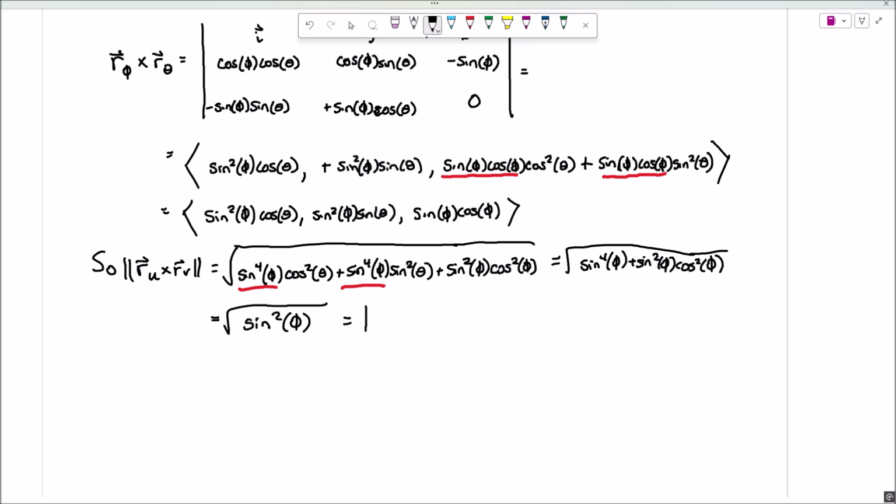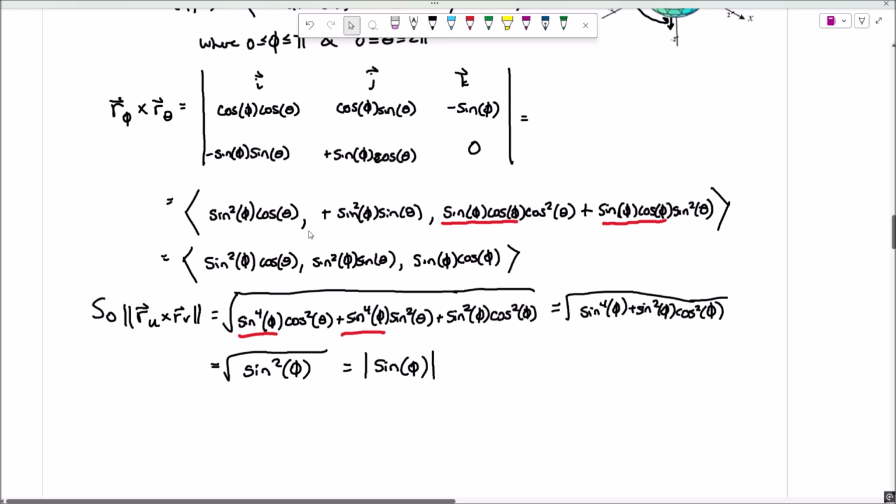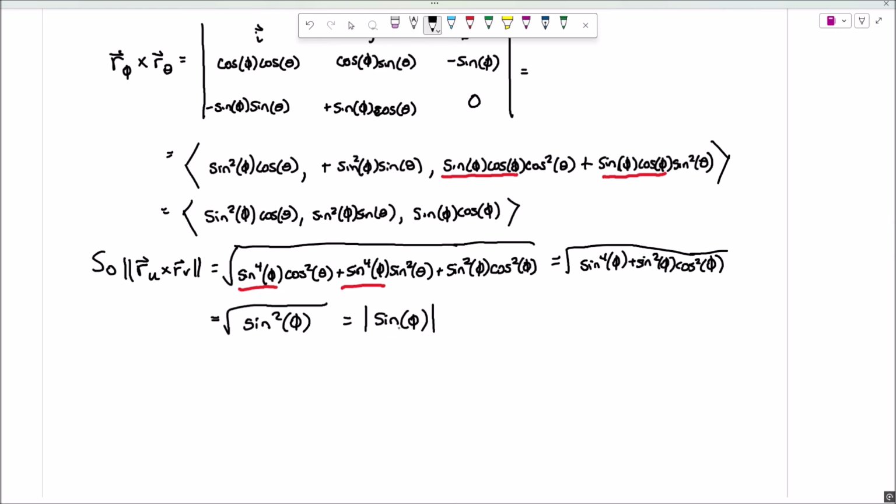Of course, when I square root that, I should end up with the absolute value of the sine of phi. But if I go back and look at the bounds that are on phi, phi goes from 0 to pi. On that range, the sine is always positive, and so those absolute value bars aren't actually doing anything, and so I just end up with sine of phi. Okay, that is a lot of calculations just now to get down to my surface integral.